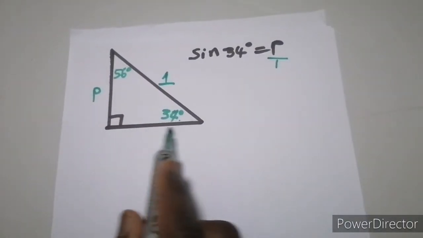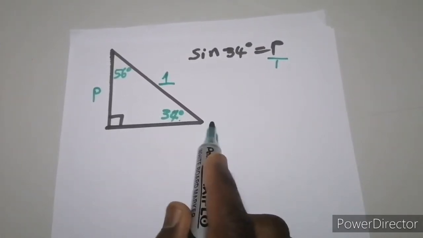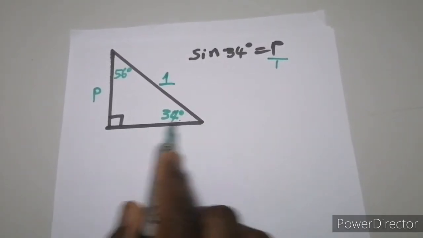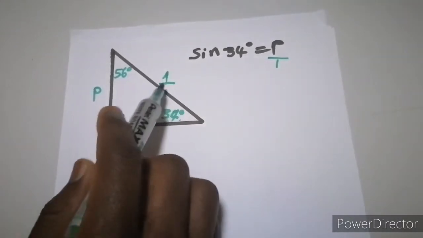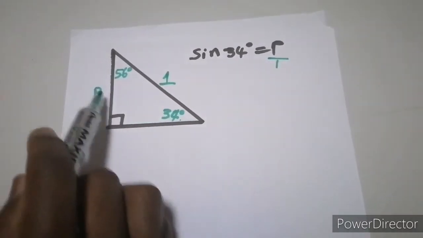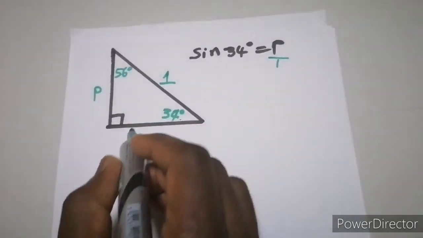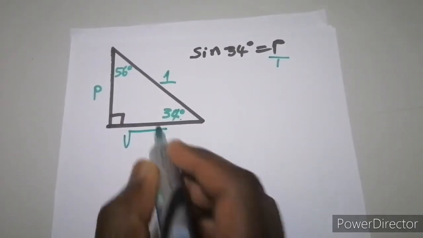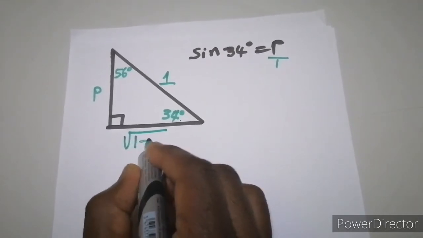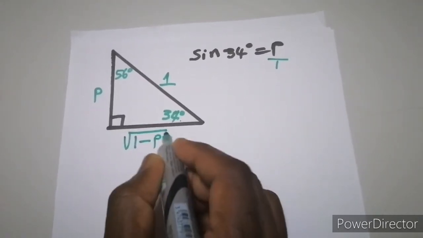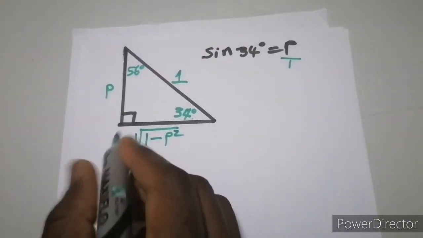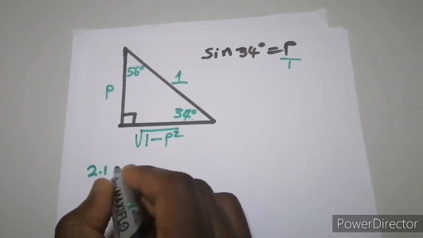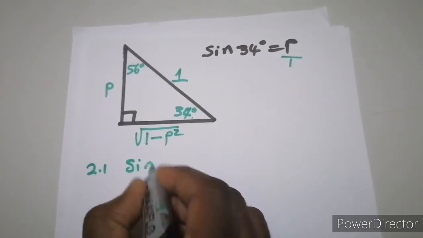Now, we're going to find the size of this unknown side in terms of P by using the theorem of Pythagoras. Using the theorem of Pythagoras, you know the square of the hypotenuse is equal to the sum of the squares of the other two sides. Then at the end, this side will be the square root of 1 minus P squared from the theorem of Pythagoras.